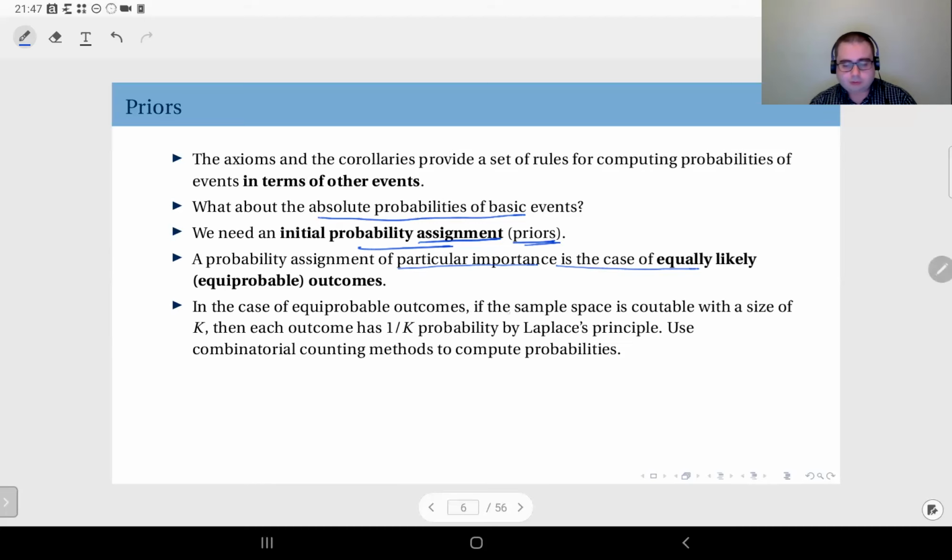So in the case of equally probable outcomes, if the sample space is countable with a size of k, so in my coin toss example, the sample space consists of just two elements. If you, for instance, throw a die with 6 faces, then your sample space will have a size of 6. Or you can give other examples. And each outcome has 1/k probability. This is called Laplace's principle. So when you have this situation, we can use combinatorial counting methods to compute probabilities. If you can define events in terms of combinatorial combinations, then you can compute probabilities easily in such cases.